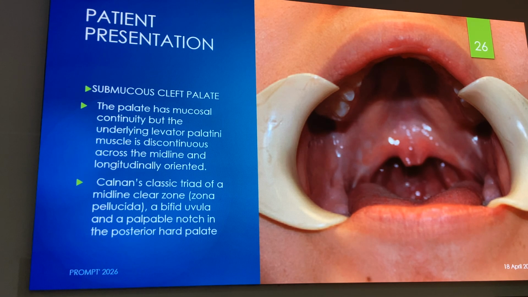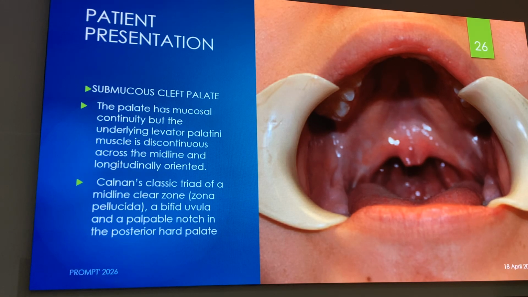The palate has mucosal continuity, but the underlying levator palatini muscle is discontinuous across the midline and longitudinally oriented, just like in any other cleft palate. The speech is usually deformed, but not in all cases. So, Calnan's classic criteria, they'll ask you this as a question. Submucous cleft: what is Calnan's criteria?